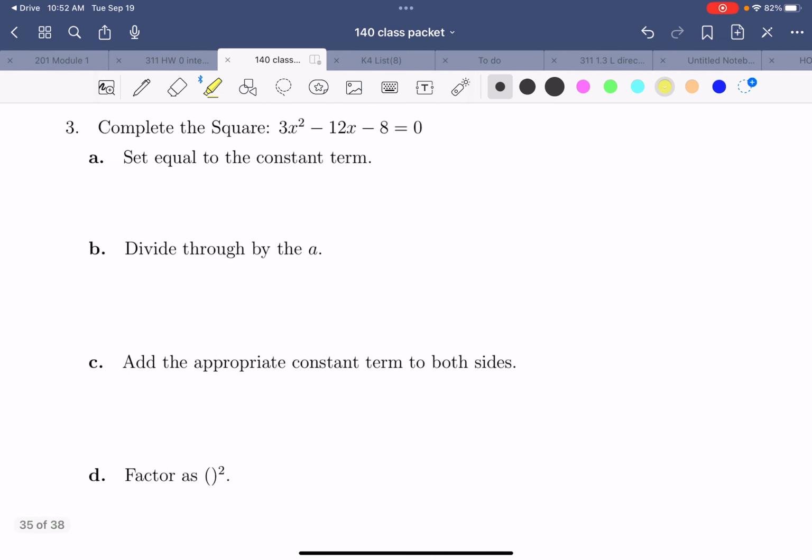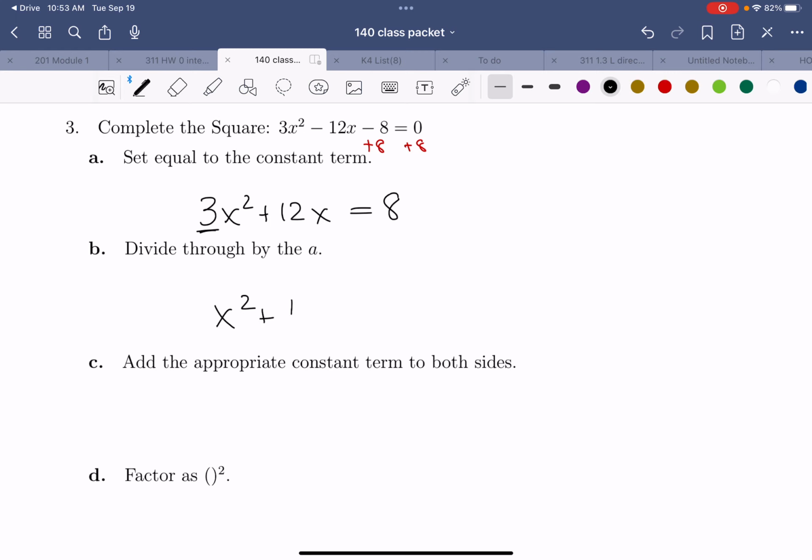So the first thing we're going to do is set this equal to the constant term. So I want only things with x's on the left and only constant numbers on the right. So I'm going to go ahead and add this 8 to both sides. And that's going to give me 3x^2 + 12x = 8. Then I'm going to go ahead and divide through by a because I want to get rid of this number right here. So I'm going to divide everything by 3. And when I do that, I'm going to get x^2 + 4x = 8/3.